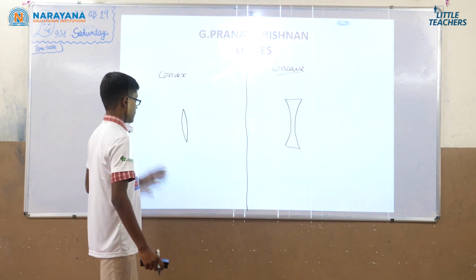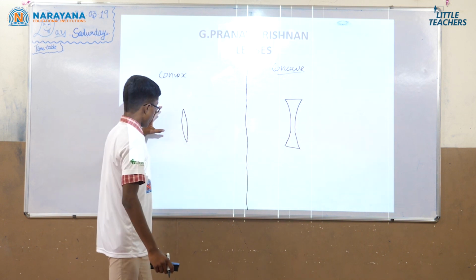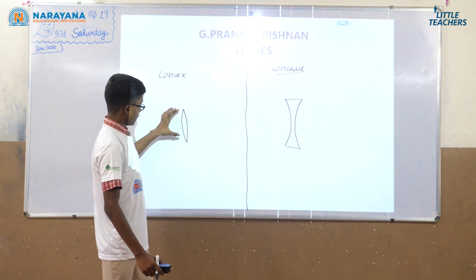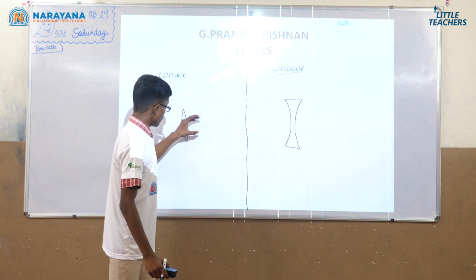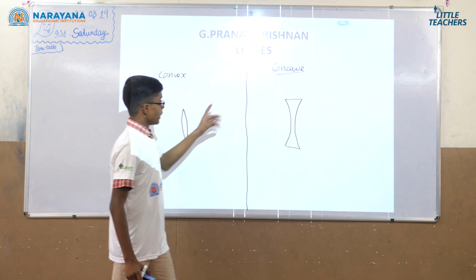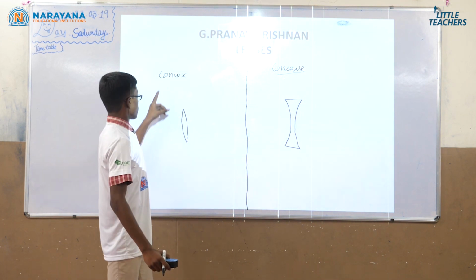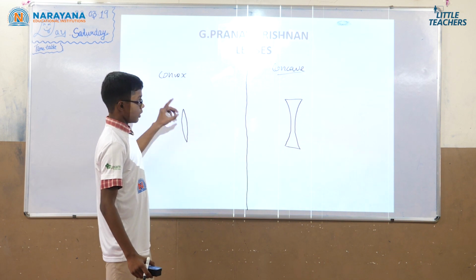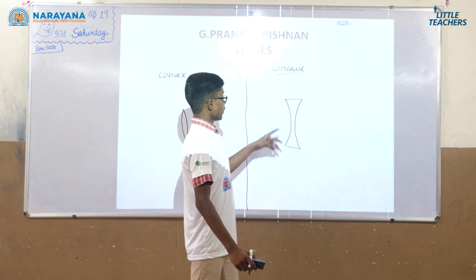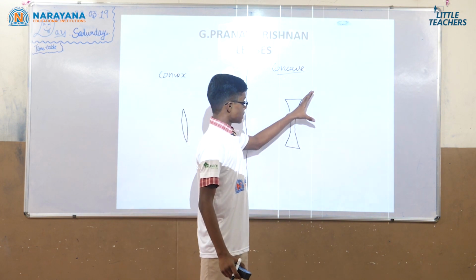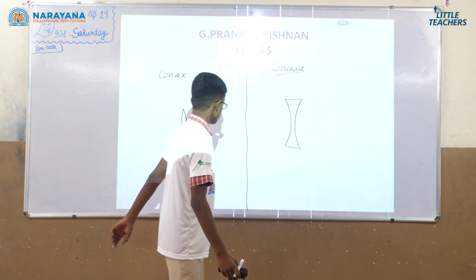Now consider there is a luminous source on both sides. It is emitting light rays on the lenses. After this gets incident, these light rays converge in convex, but in concave these light rays diverge. Since it converges, convex lenses are also called convergent lenses. But for concave, since it diverges, concave lenses are also called divergent lenses.